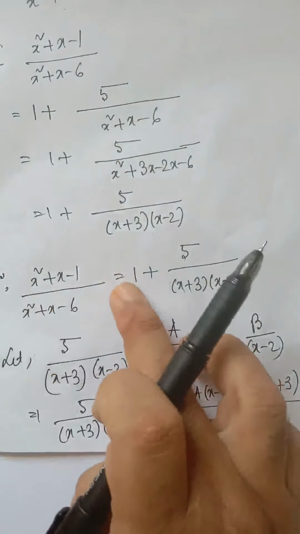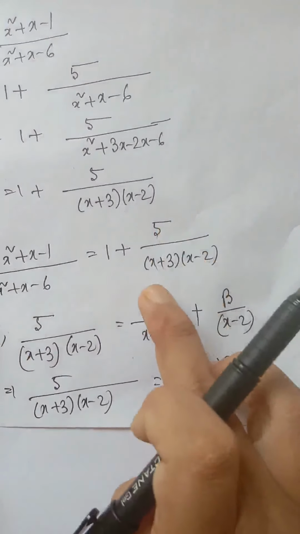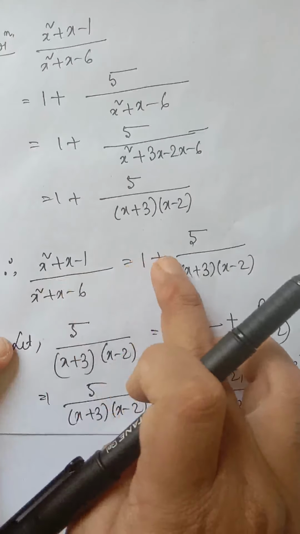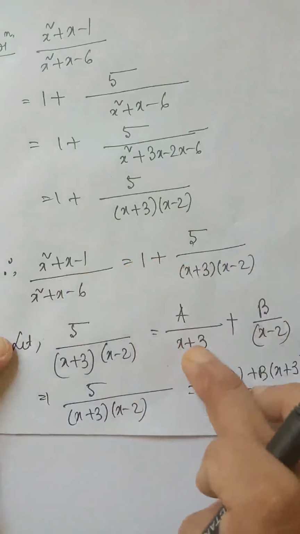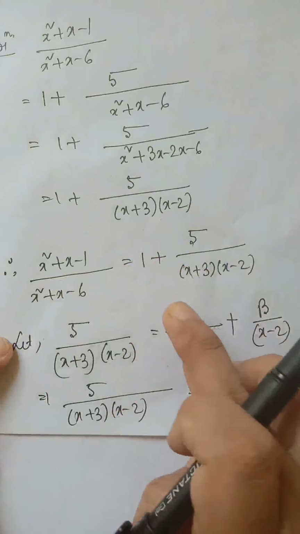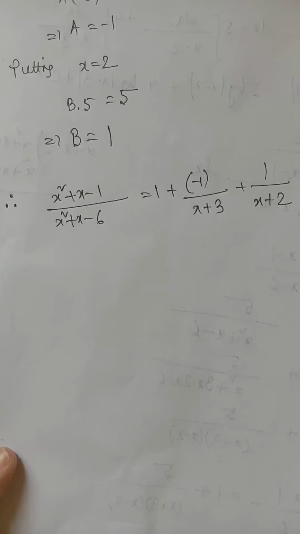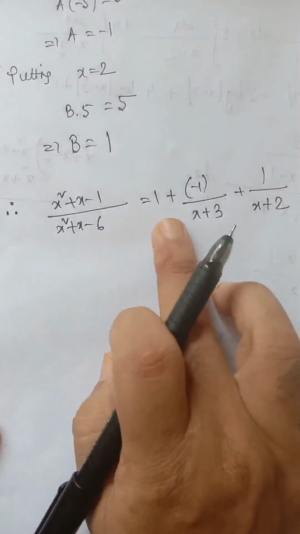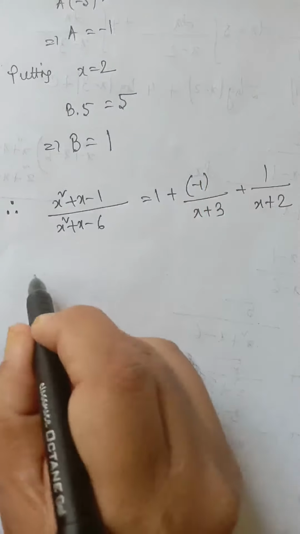This equals 1 plus something, and this fraction equals a by something plus b by something. So this becomes 1 plus a by x plus 3 plus b by x minus 2. We will put the values of a and b, and we will get the given fraction as 1 plus minus 1 by x plus 3, plus 1 by x plus 2. Now we will integrate.